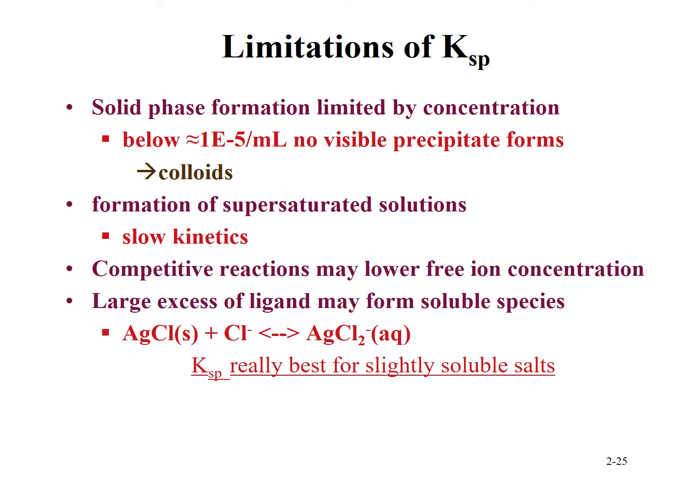There are some limits of KSP. Colloids. KSP does not include colloids. In fact, thermodynamic data do not explain colloids well at all. So if you do have colloid formation in your solution, that will actually not show up in thermodynamic calculations. So your calculations versus your experimental data may vary. And often you can have formation of other species that aren't considered in the KSP. For instance, with silver chloride, if I have excess chloride, I can form an anionic soluble species. KSP values are really best for slightly soluble salts.